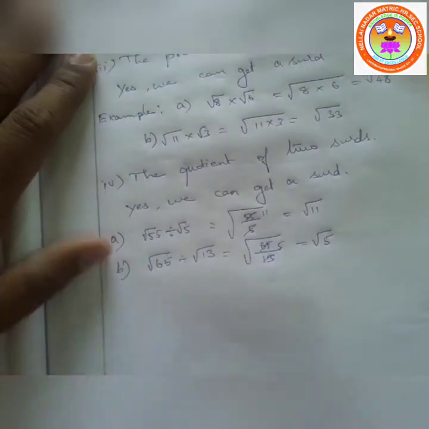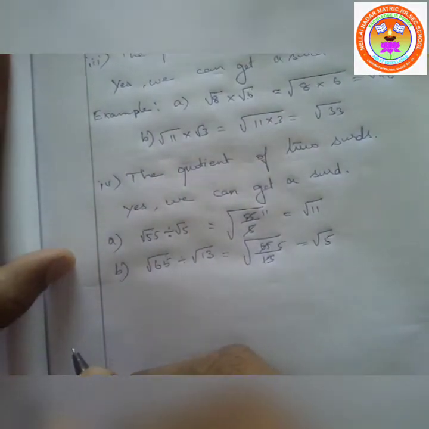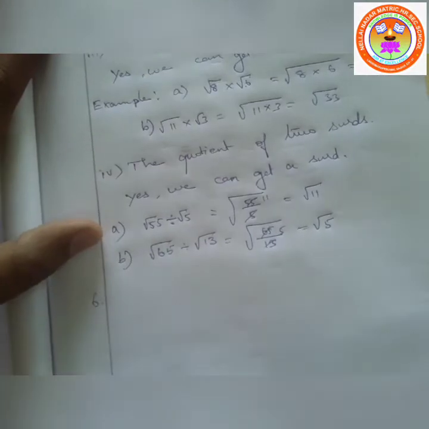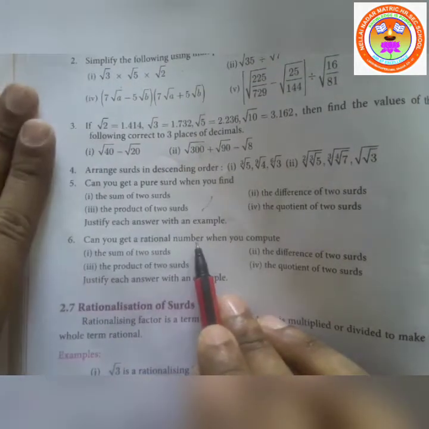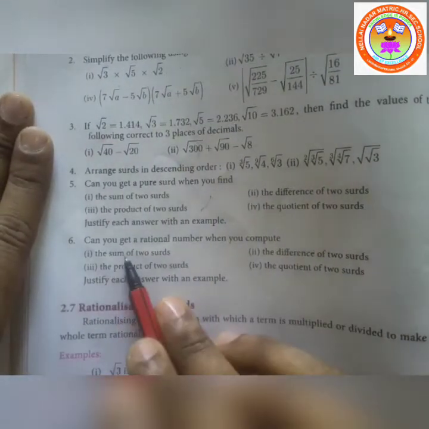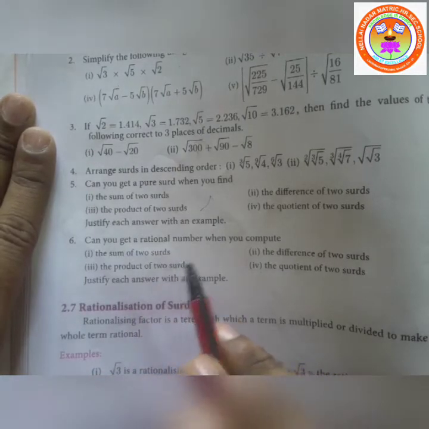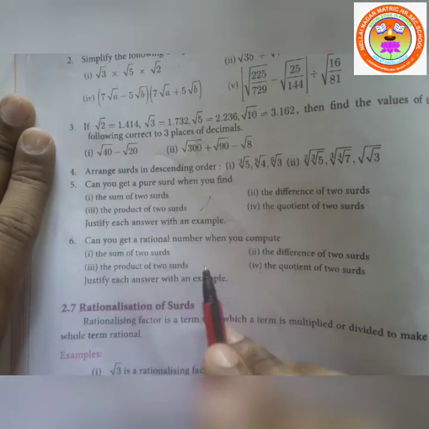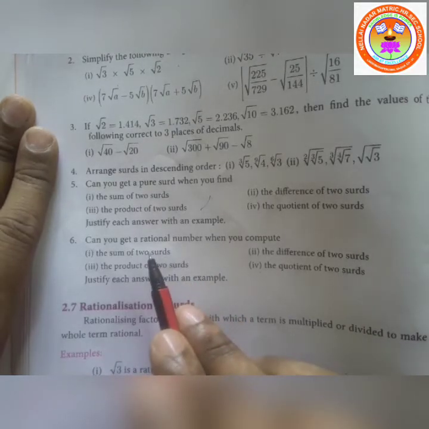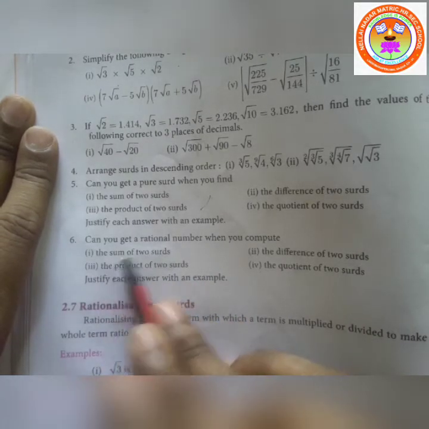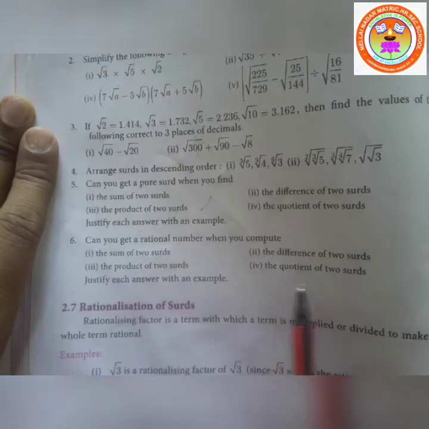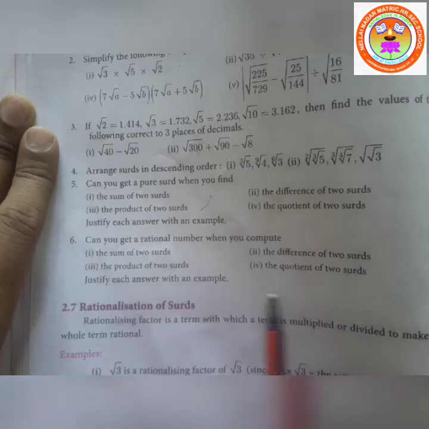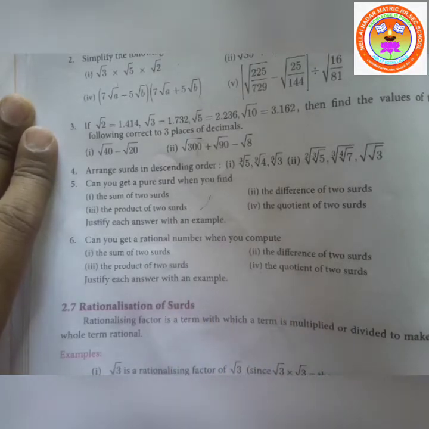This is exercise sum number 5. Now we will move on to sum number 6. Sum number 6 says: can you get a rational number when you compute the sum of two surds? Can you get a rational number? You have to understand what is meant by rational numbers. Can you get a rational number by adding two surds, difference of two surds, product of two surds, and quotient of two surds? So these four subdivisions we are going to see now.